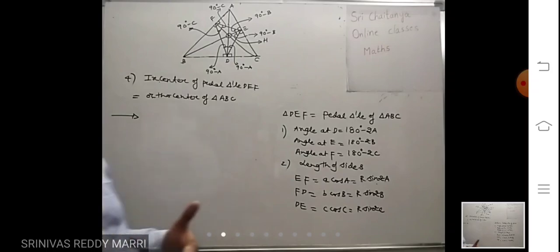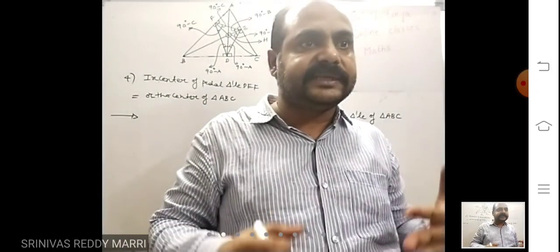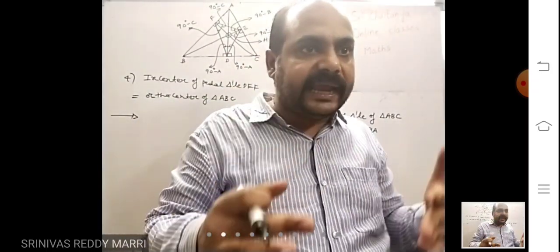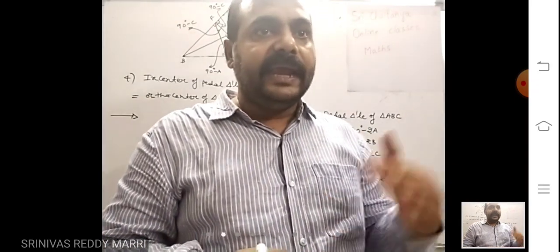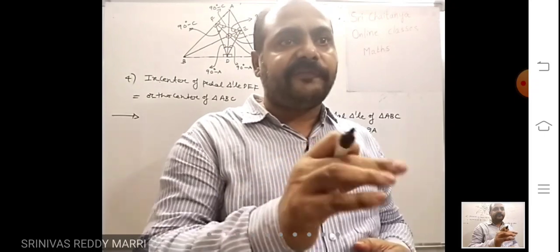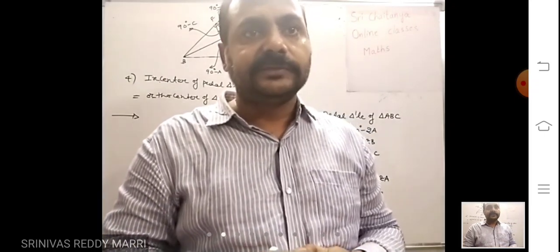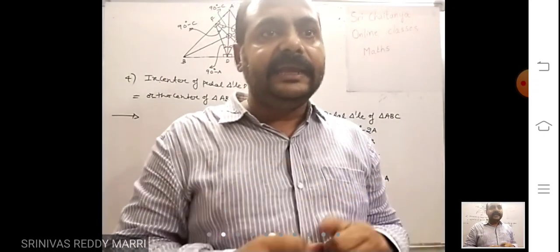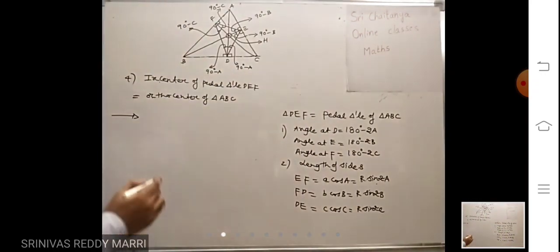In the passage, how will the question be asked? In the passage, he will give: there is a triangle ABC, AD, BE, CF are altitudes, and D, E, F are the feet of the altitudes. Then triangle DEF will be formed. He will ask like this.